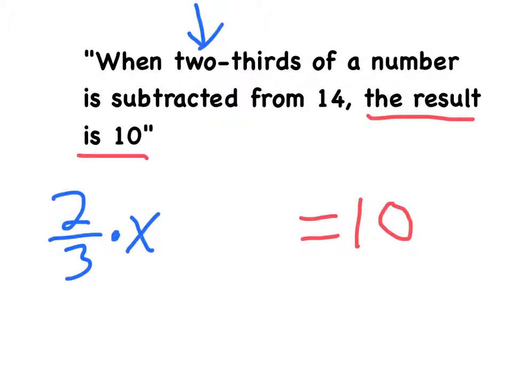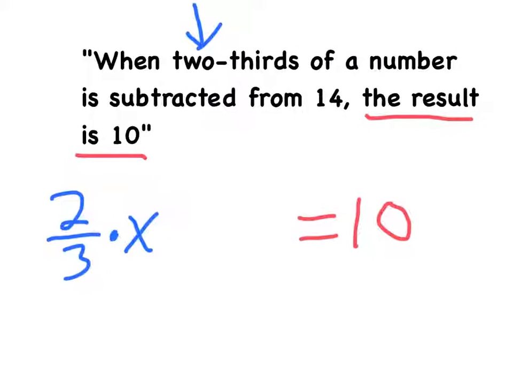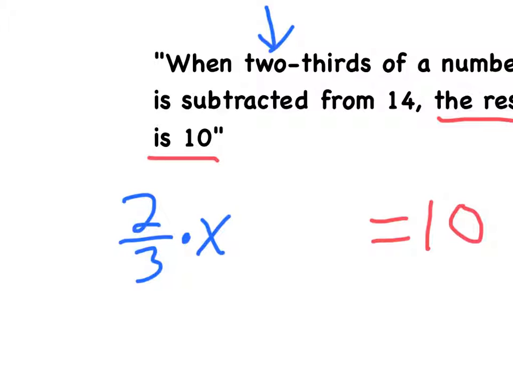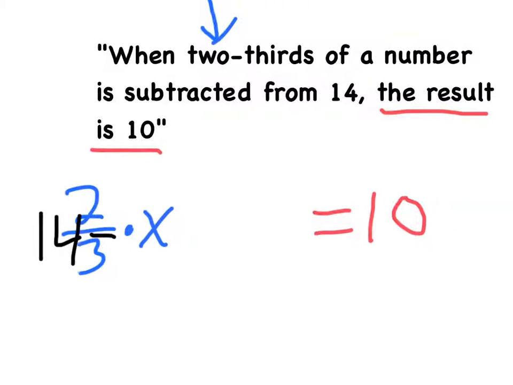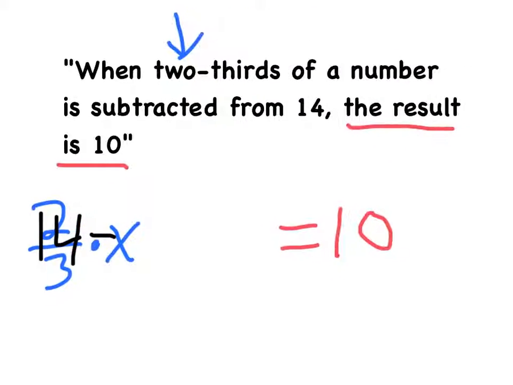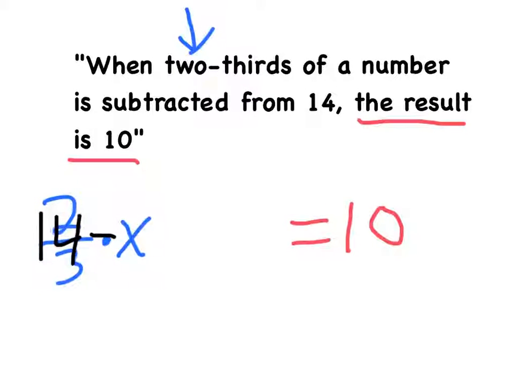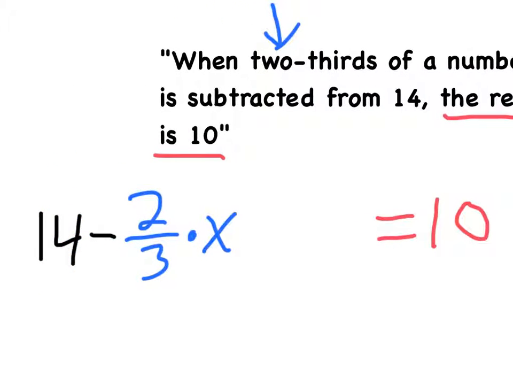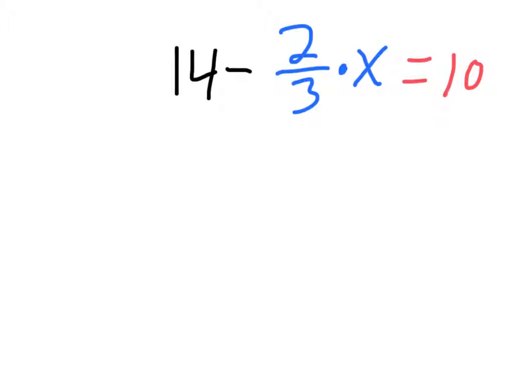When 2/3 of a number is subtracted from 14, we're supposed to use this 2/3 of a number, and we're supposed to take it away from 14. So it should look like this. Again, it looks like this because the expression says 2/3 of a number is subtracted from 14. So we're supposed to take that 2/3 and take it away from 14. And that equals 10.